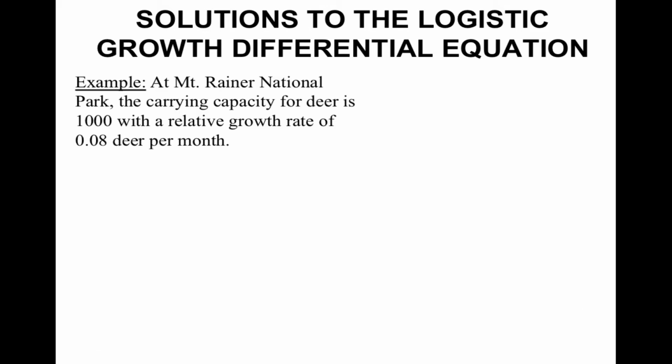So solutions to the logistic growth differential equation. So let's look at an example. At Mount Rainier National Park, the carrying capacity for deer is 1,000 with a relative growth rate of 0.08 deer per month. So using our logistic growth differential equation, that means that our growth rate constant is 0.08, so I put that in place of little k, and our carrying capacity is 1,000, so in place of L.